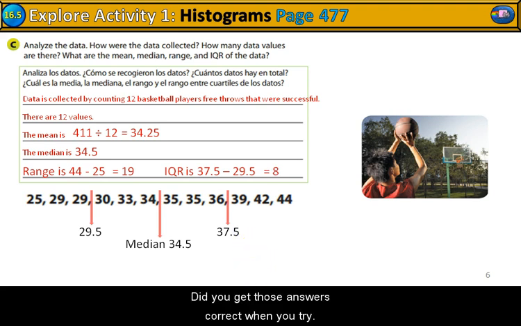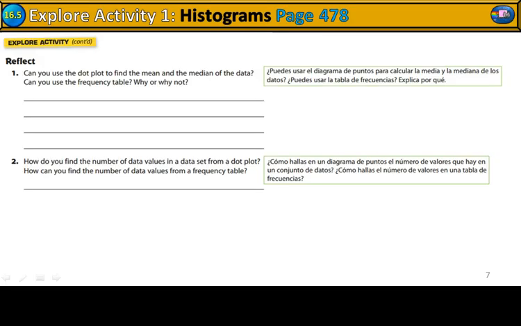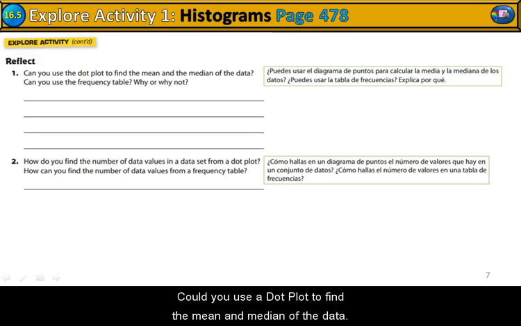Did you get those answers correct when you tried? Great! Let's continue on to the reflection questions on page 478. Could you use the dot plot to find the mean and median of the data? Could you use the frequency table?